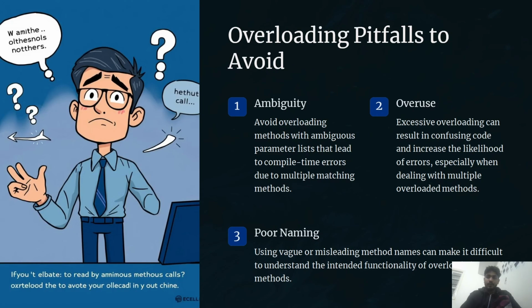Overloading pitfalls to avoid. Ambiguity. Avoid overloading methods with ambiguous parameter lists that lead to compile time errors due to multiple matching methods. Overuse. Excessive overloading can result in confusing code and increase the likelihood of errors, especially when dealing with multiple overloaded methods. Using vague or misleading method names can make it difficult to understand the intended functionality of overloading.